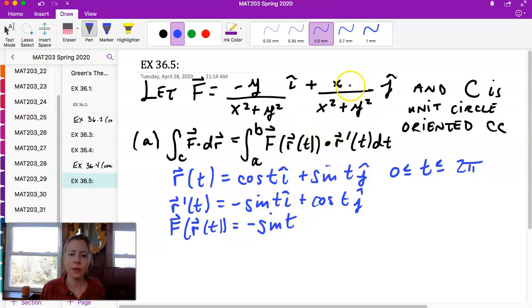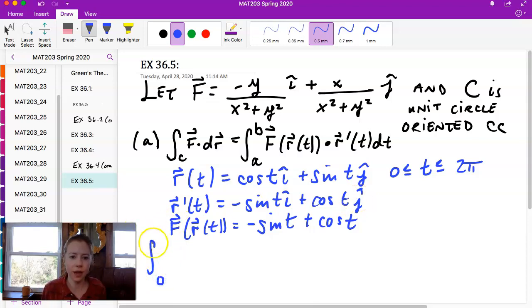And then for our next piece, it's going to be pretty much the same thing, but with cosine t. We're looking at the derivative again. Our x is cosine t, our y is sine t, so our x is going to be cosine t over 1. There we go. And so then, let's evaluate our line integral.